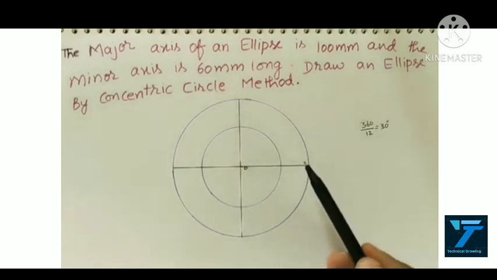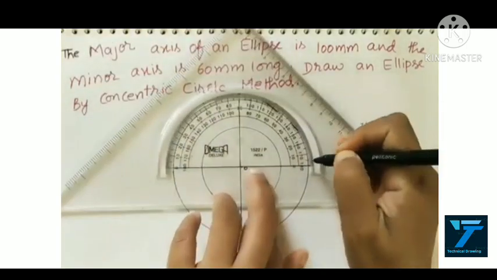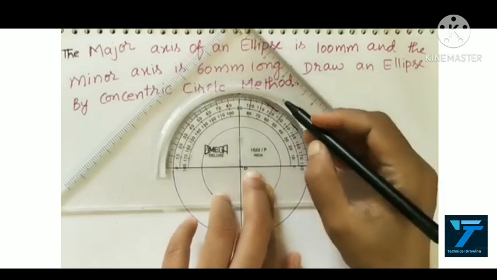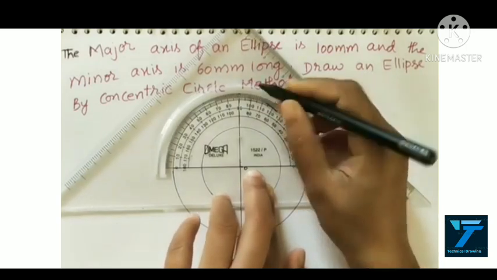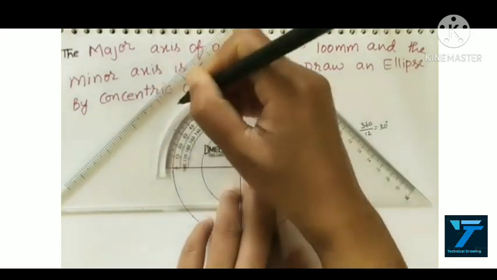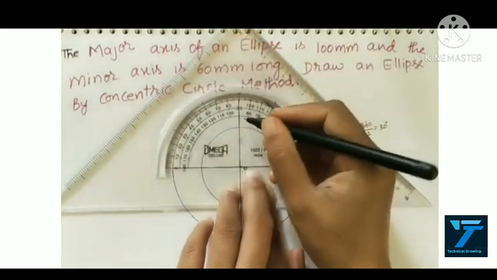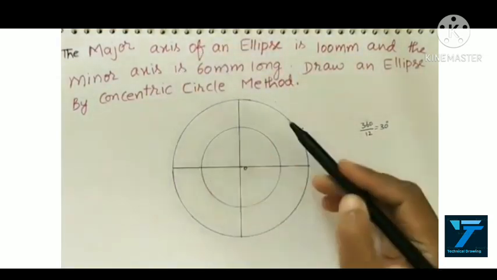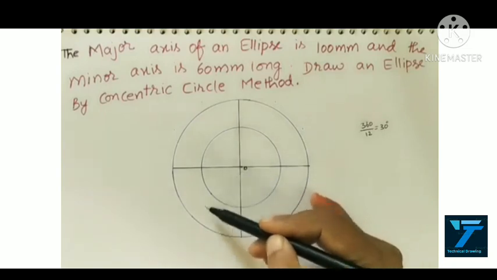Take the first division, I am starting from here. Mark 30 degrees here, and then 60 degrees, and then 90 degrees, 30 degrees each part. From this side also, give 30 degrees, then 60 degrees, then 90 degrees. Here we are getting these points. Join this point to the center and extend that line.